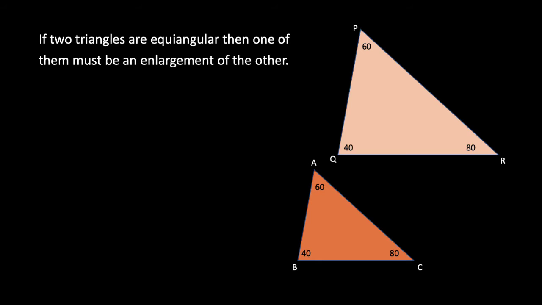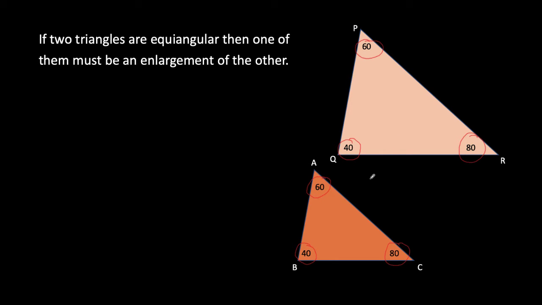Let's understand this with an example. If two triangles are equiangular, then one must be an enlargement of the other. So if you see over here, this angle 60 is equal to 60, this angle 40 is equal to 40, and this angle 80 equals 80. If two angles are equal, then the third angle is automatically equal, because we know the sum of angles of a triangle is 180 degrees.